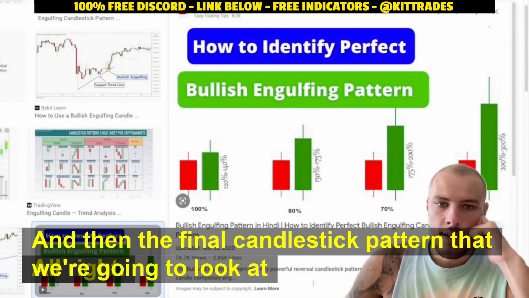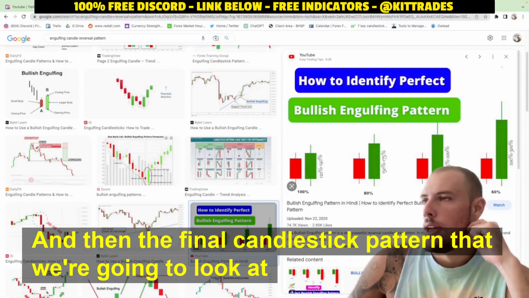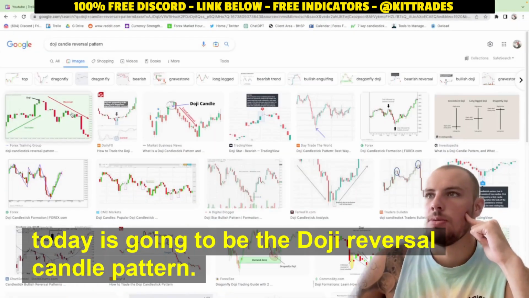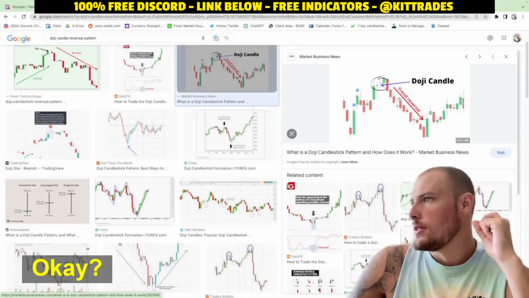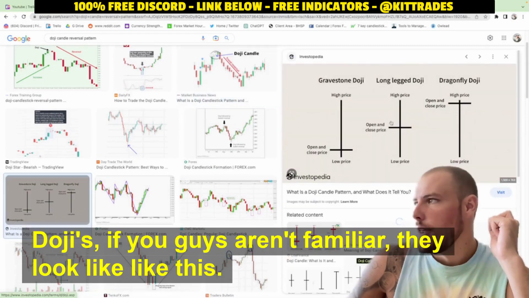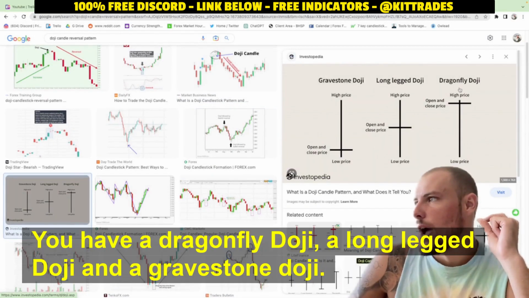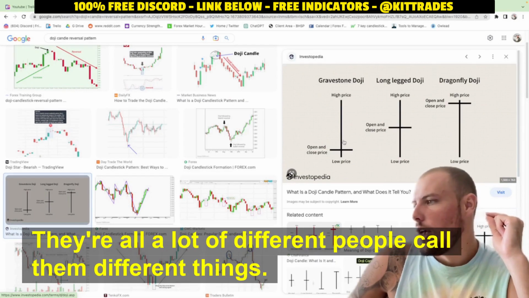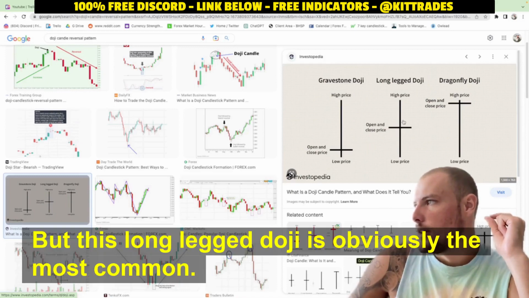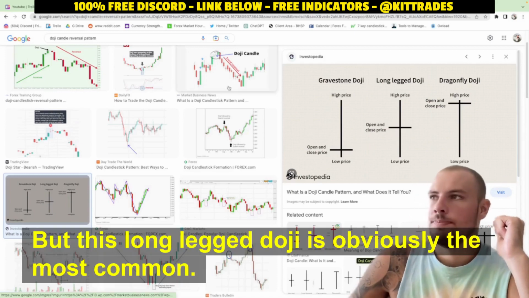The final candlestick pattern that we're going to look at today is the doji reversal candle pattern. If you're not familiar, dojis look like this. There are different types of dojis: a dragonfly doji, a long-legged doji, and a gravestone doji. A lot of different people call them different things, but the long-legged doji is obviously the most common.